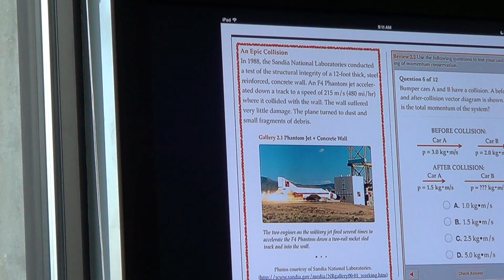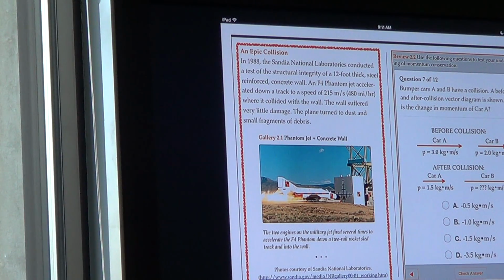I'm kind of confused. Do you add the two together? So what do we know about the total momentum before and after? It's the same. It'll be the same. And we don't know what the momentum of car B is afterwards, so we just look at the before and find the total momentum before the collision, which would be D, 5. Does that make sense?